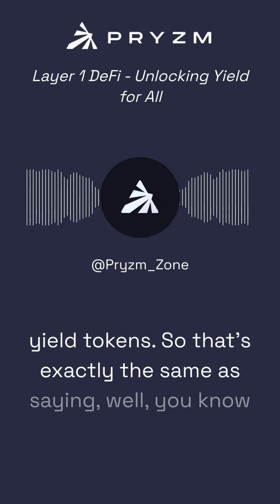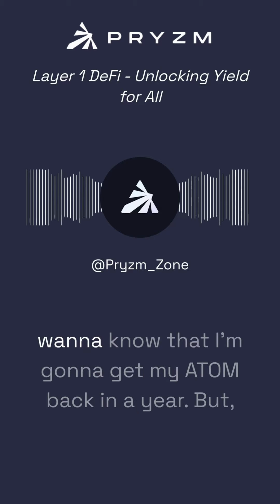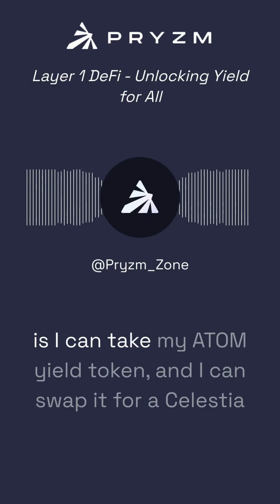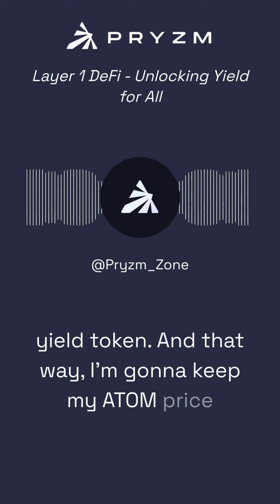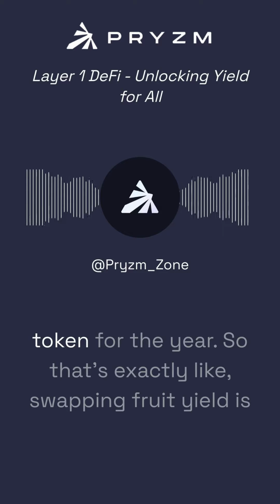So that's exactly the same as saying, well, do you know what? I want the underlying exposure to atom price. So I want to know that I'm going to get my atom back in a year, but actually I want the yield of Celestia for a year. So what I can do is I can take my atom yield token and I can swap it for a Celestia yield token. And that way I'm going to keep my atom price exposure, but I'm going to get all of the yield of a Celestia token for the year.